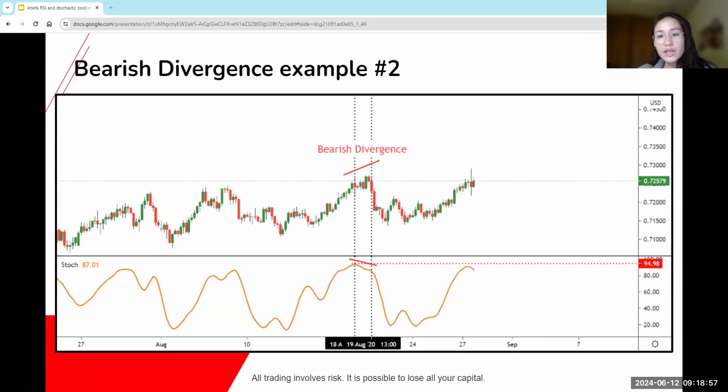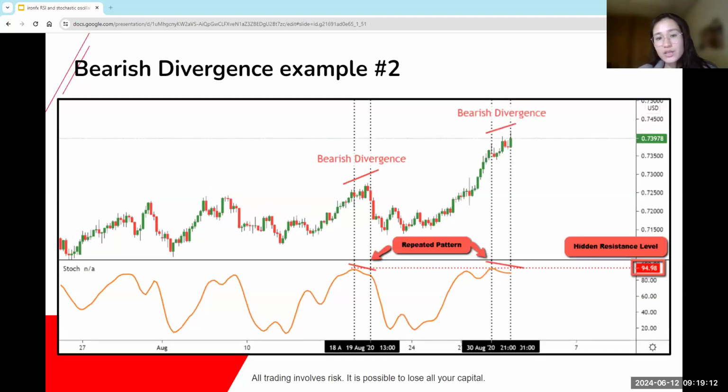Okay, and now another example here. This one's pretty straightforward. When price is making a higher high and stochastic is making a lower high, that is a bearish divergence. So we are expecting prices to react off of that same area, which it did here. It's also giving us a repeated pattern with our bearish divergence again, with price making a higher high, and stochastic giving us a lower high.